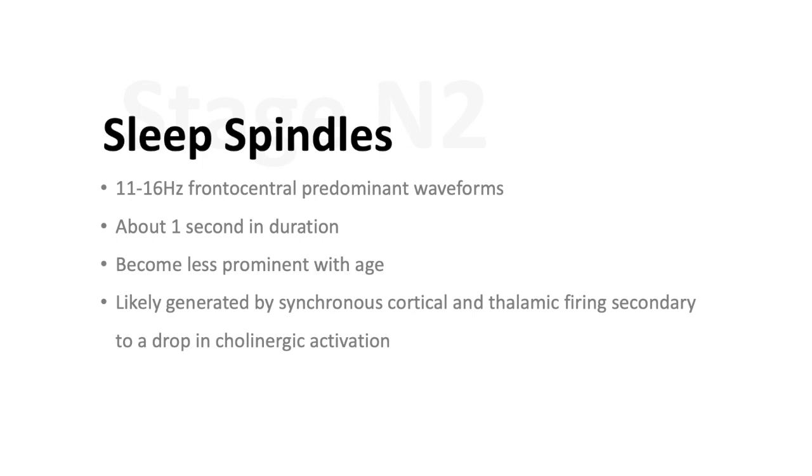Sleep spindles are 11 to 16 Hz frontocentrally predominant waveforms. They're about 1 second in duration in adults. They do become less prominent with age. They are likely generated by synchronous cortical and thalamic firing, secondary to a drop in cholinergic activation.